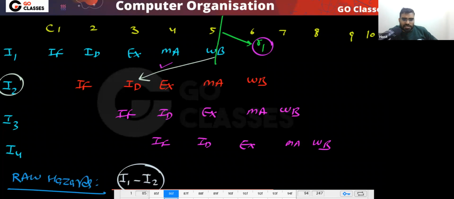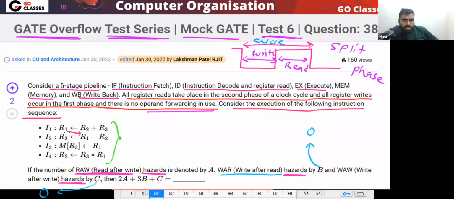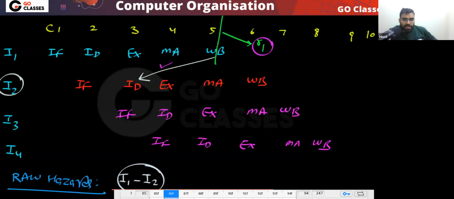Okay, where is the second hazard? What about this one? I1, I3. See, here the correct value will be available, but I3 is reading here. Again, this is a hazard. So the next hazard you got is I1, I3.